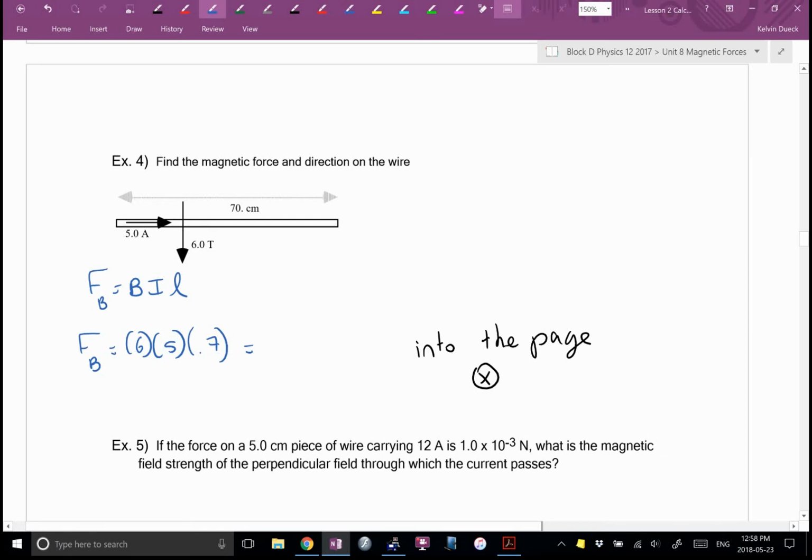Hey, I can do that in my head. 6 times 5 is 30. I think it's going to be 21 newtons. And you'll notice the force just got way bigger. I think one of the ones we calculated for the proton a while ago was like 10 to the negative 12 or something ridiculous like that. Here, 21 newtons, that's force. That's the equivalent of holding a 2 kilogram mass in your hand, roughly. I'd feel that.